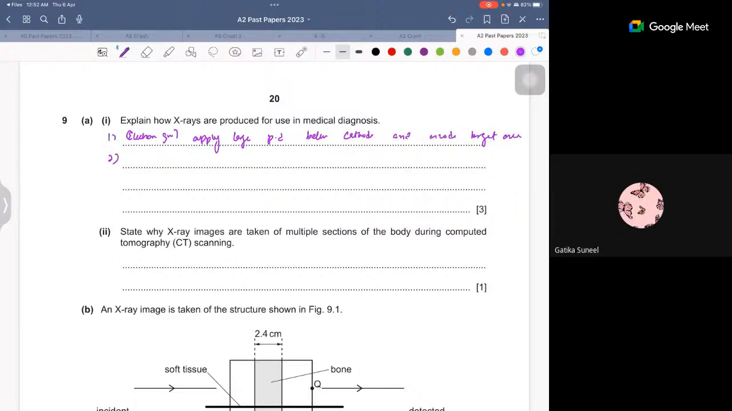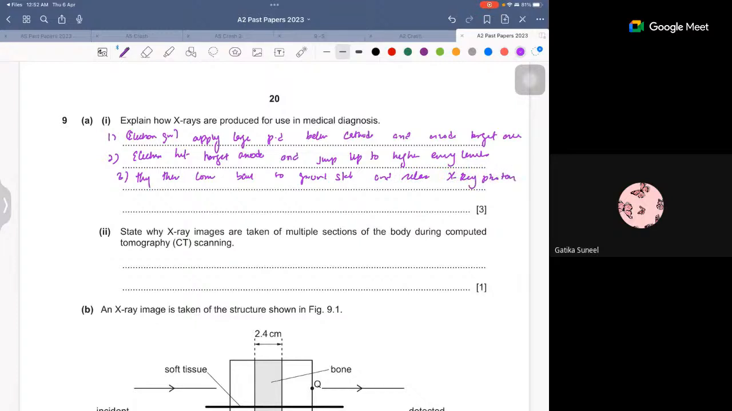Then for the second mark, you will say electrons hit the target anode and jump up to higher energy levels. Then when they do jump up, they come back to the ground state and release X-ray photons. This is the production of X-rays. You can read what we've written in the notes as well.